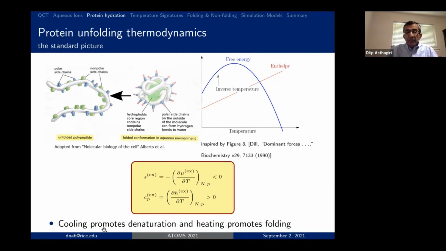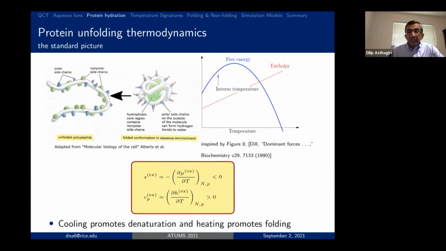Okay, and if you were to do this process in reverse, what is then predicted, and this is also seen experimentally, is that cooling should promote denaturation. So this is taken as a confirmation that hydrophobic hydration is in fact driving this process. So remember these two signs: that the entropy of hydration is negative, because the free energy profile in this process is positive, and the heat capacity is positive. Okay, so that is the standard picture.